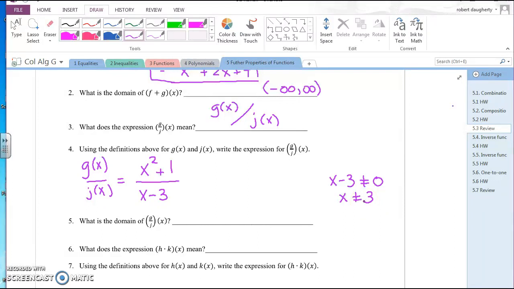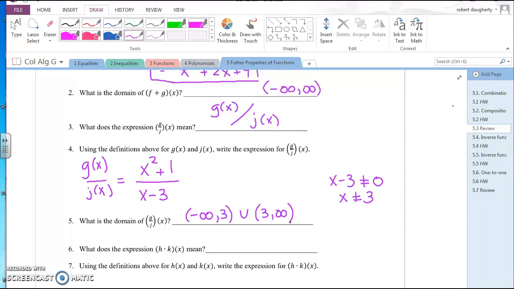The mathematical way we write any number except 3 is negative infinity up to 3, and then 3 to infinity. Very important with the parentheses because I'm not including 3. That's the whole point of this. It can't be 3. That's the way we write it can't be 3, and it can be anything else.